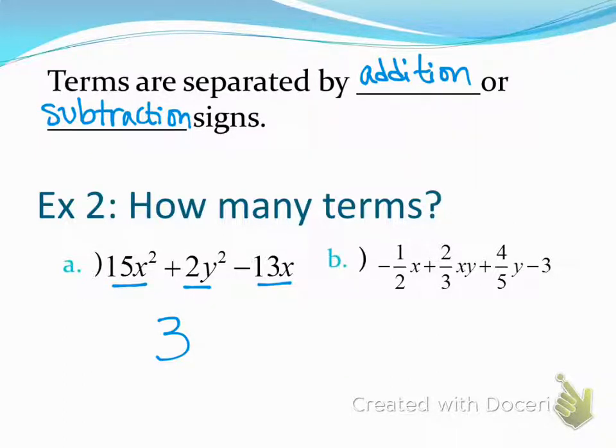You can use that same method on example B. We don't really count the negative sign out in front as a subtraction sign, so I would just go ahead and underline until you start hitting addition or subtraction in the middle. Carl, how many terms do we have in part B? 4 terms. So 1, 2, 3, 4. Very good.